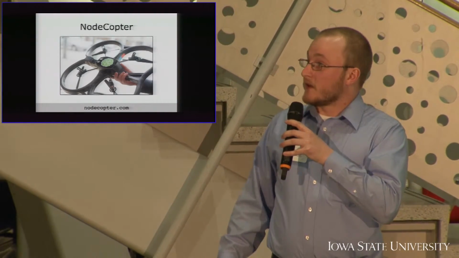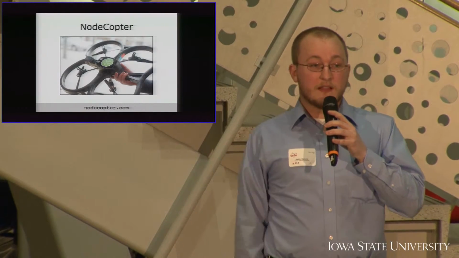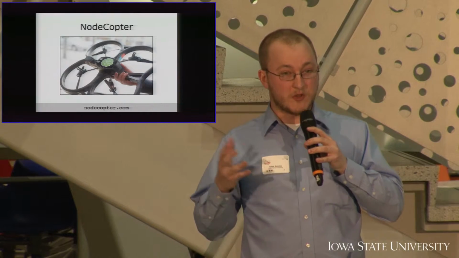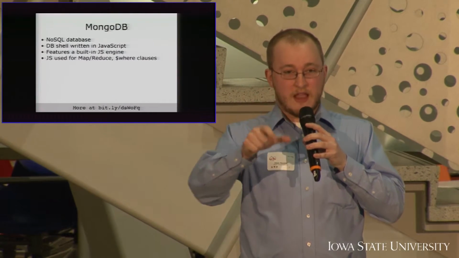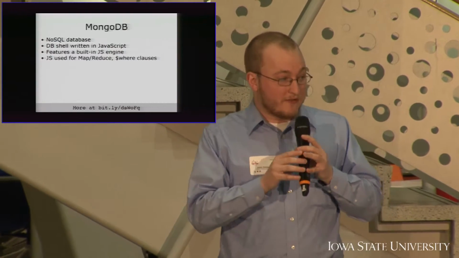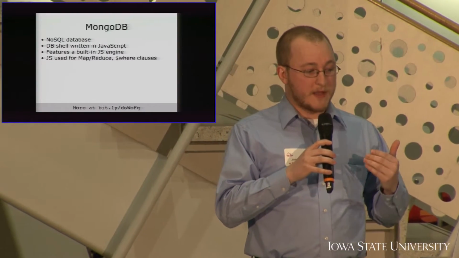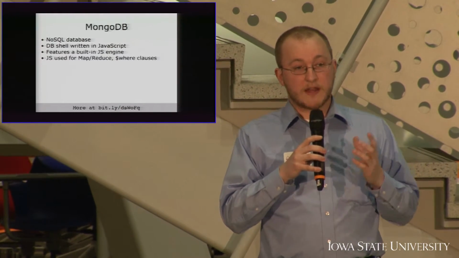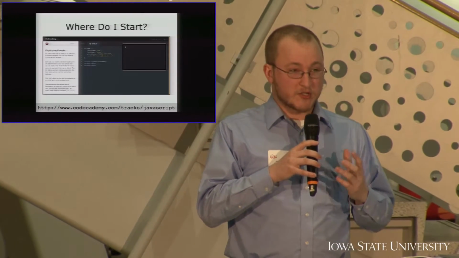This is Nodecopter. It's a $300 helicopter that these people were able to make run using JavaScript. So you can write JavaScript and just do helicopter.flip and it'll do a flip. And that's with JavaScript. MongoDB is a NoSQL database. The shell is written in JavaScript. It features a built-in JS engine. And when you're doing MapReduce queries, you're actually writing those functions in JavaScript.